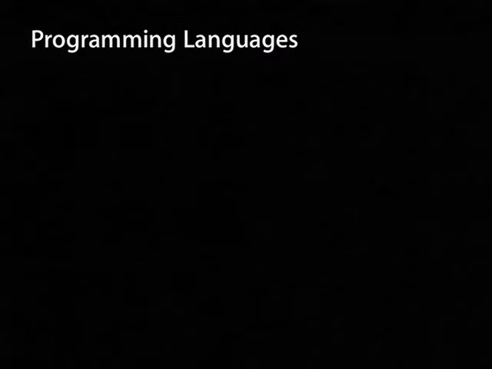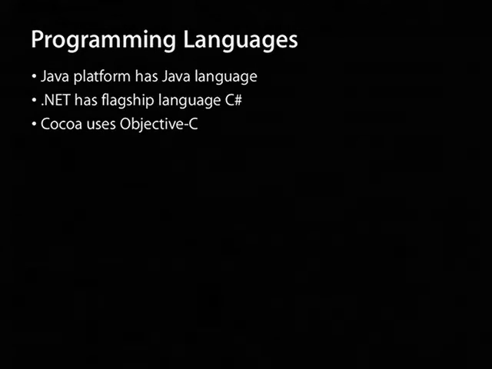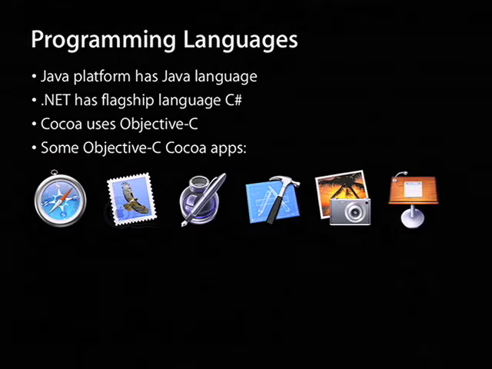So I wish I could tell you that you can write an entire Cocoa application with just Interface Builder, but that would be a lie. Eventually, you're going to have to write some code. And just like Java has the Java programming language, and .NET has its C# language, Cocoa has Objective-C. That's the flagship language for writing Cocoa applications. And most applications on this system are Objective-C Cocoa applications, Safari, Mail, Keynote.